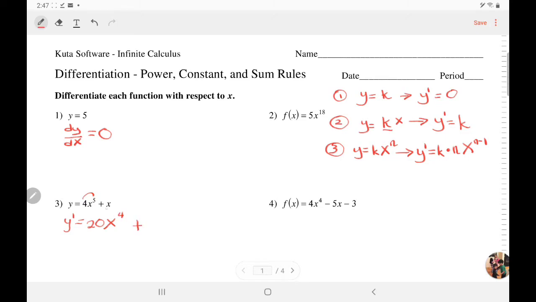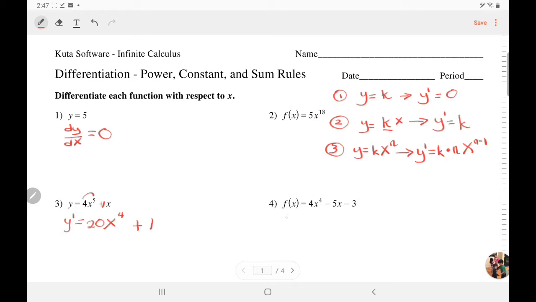Plus, now you treat the second term as a whole different derivative. There is an invisible 1 here. So use rule number 2. The derivative of a constant times x is just that constant.